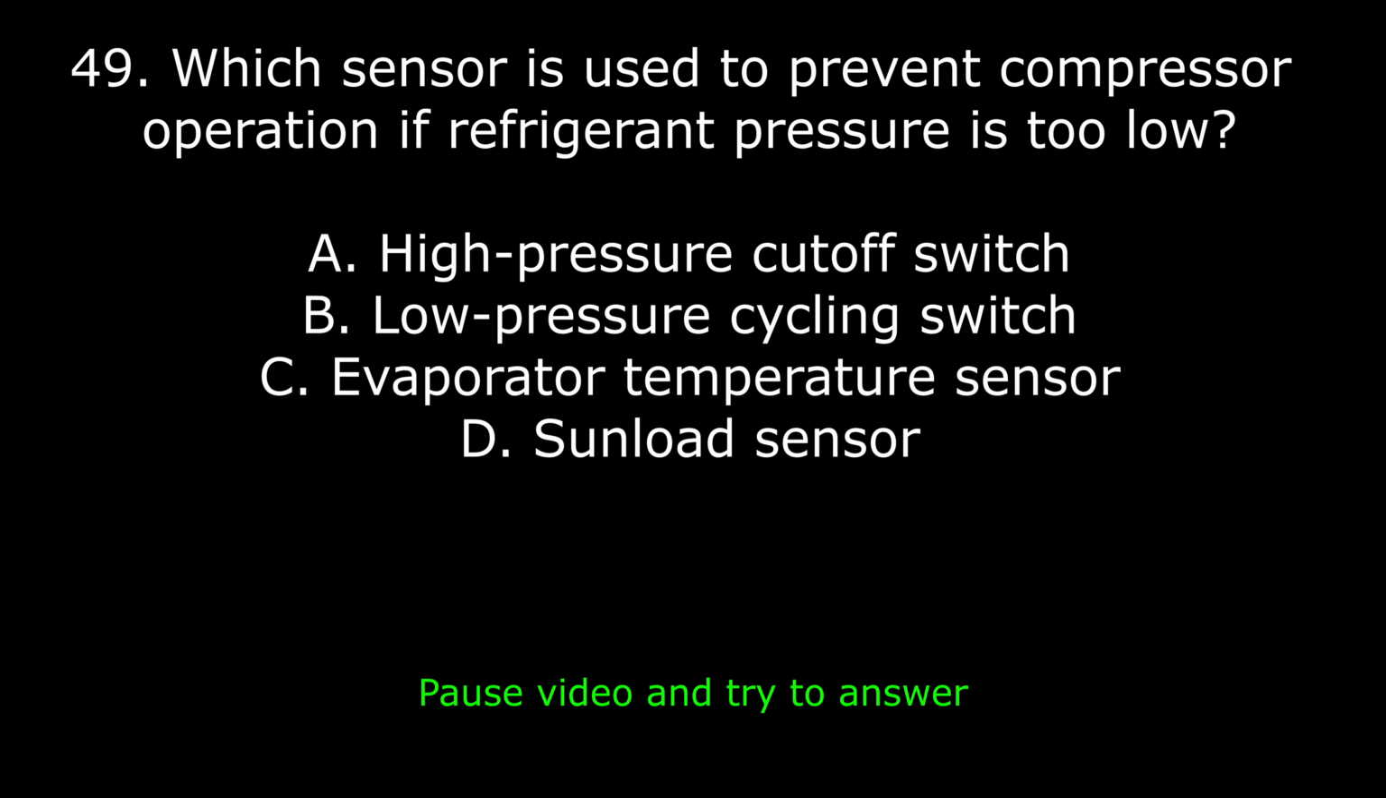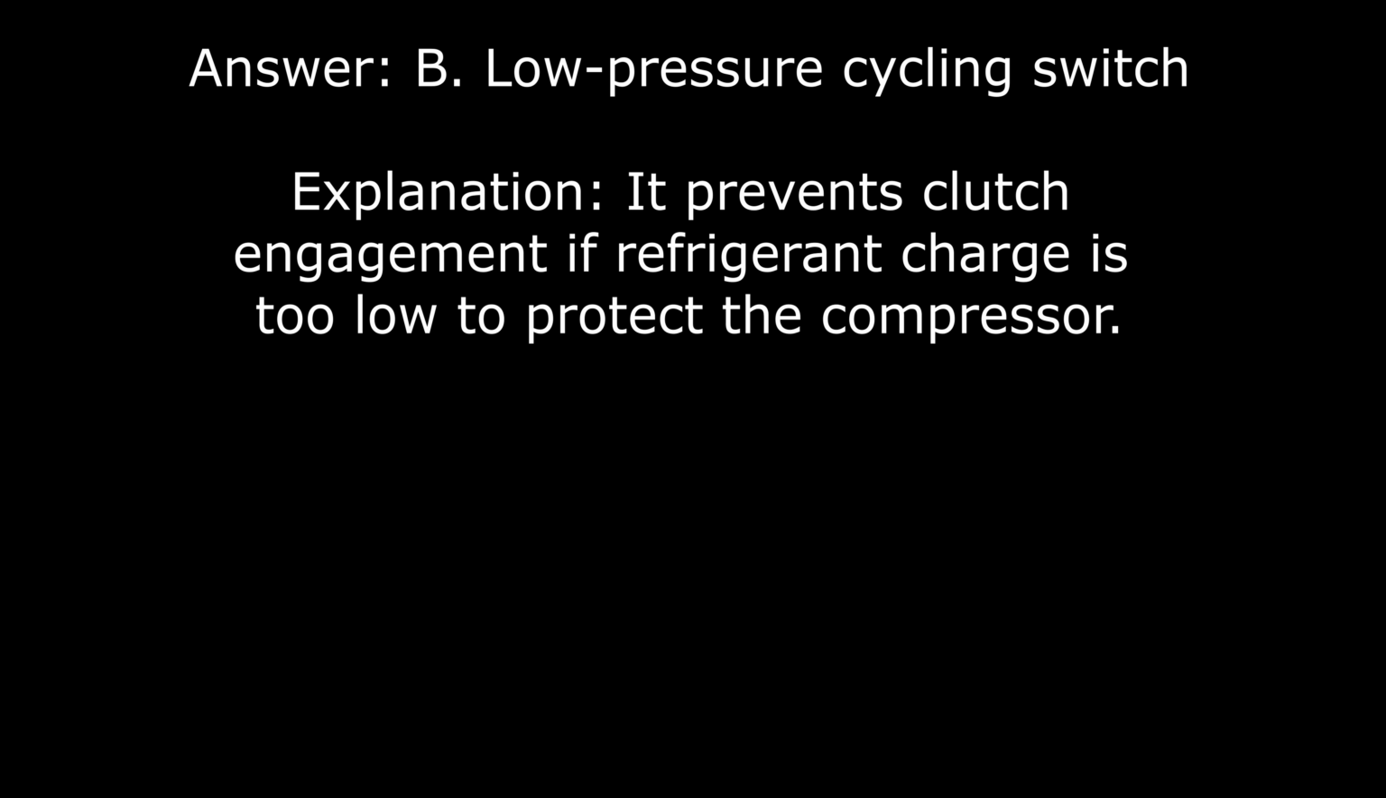49. Which sensor is used to prevent compressor operation if refrigerant pressure is too low? A. High pressure cutoff switch. B. Low pressure cycling switch. C. Evaporator temperature sensor. D. Sun load sensor. Answer: B. Low pressure cycling switch. Explanation: it prevents clutch engagement if refrigerant charge is too low to protect the compressor.